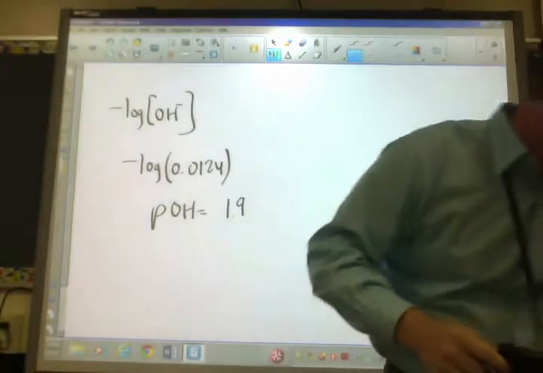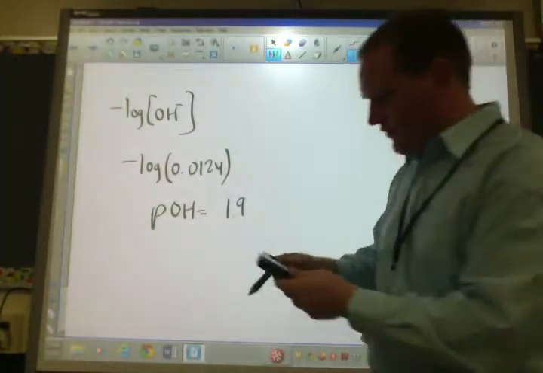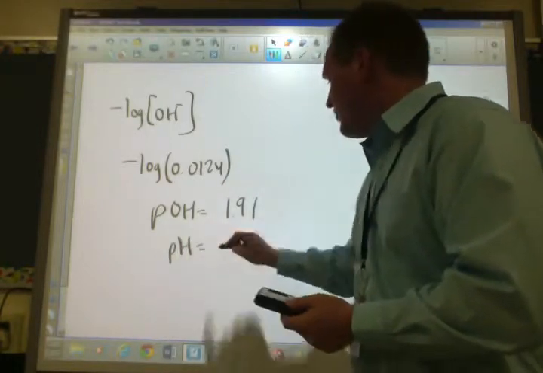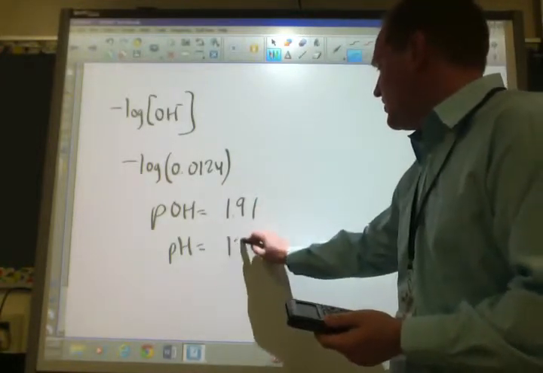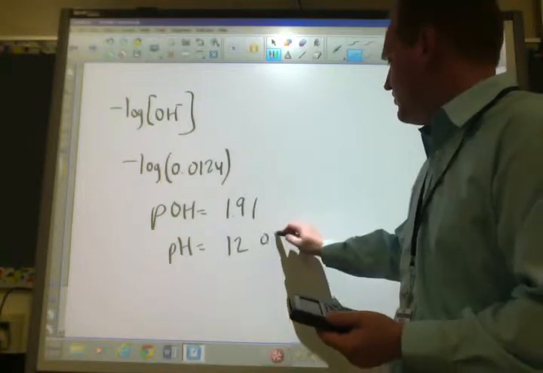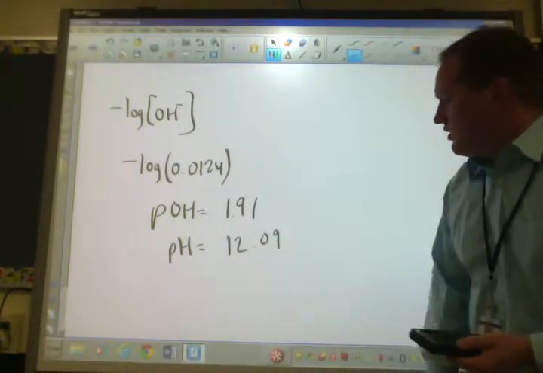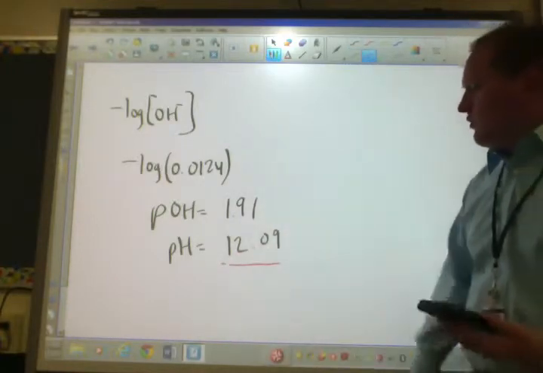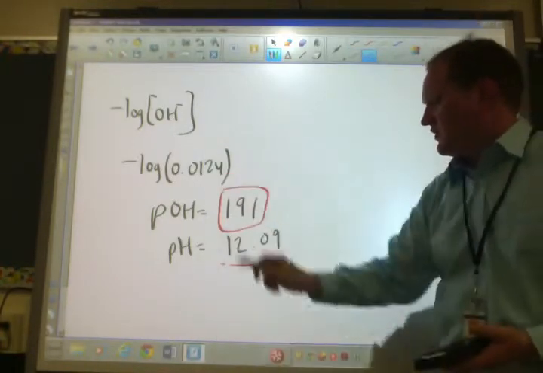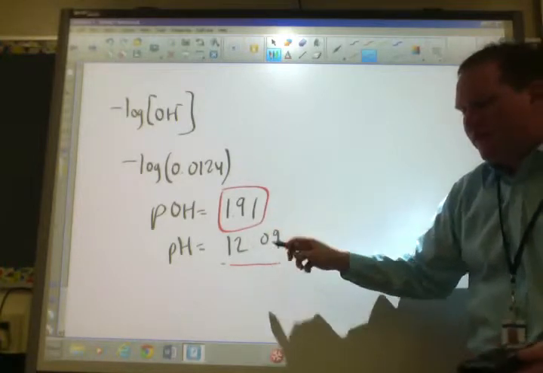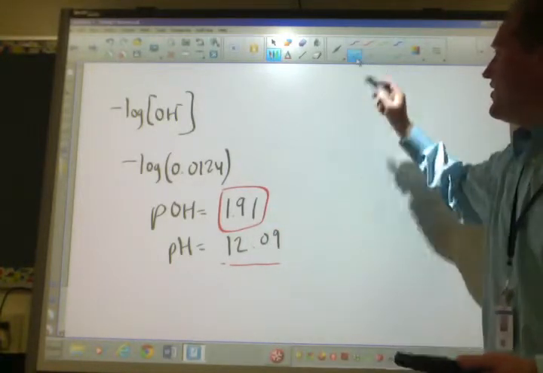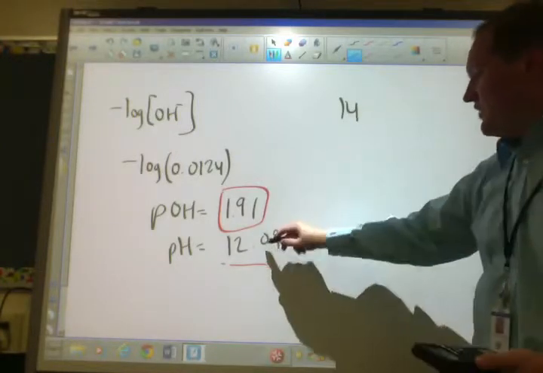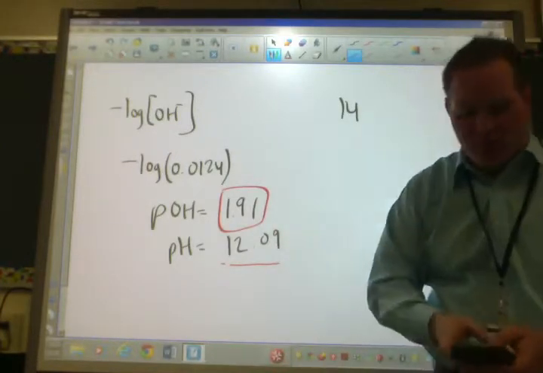Let me check my sig figs. 3 sig figs, 1.91. pH equals 14 minus this, so it's going to be 12.09. Yep. And you might think, well, wait, how do you have 4 sig figs here? Well, this is based not on sig figs, but on the subtraction rules. When I do 14, and we assume that 14 has infinite sig figs, so 14 minus this, I'm going to use the same number of decimal places.